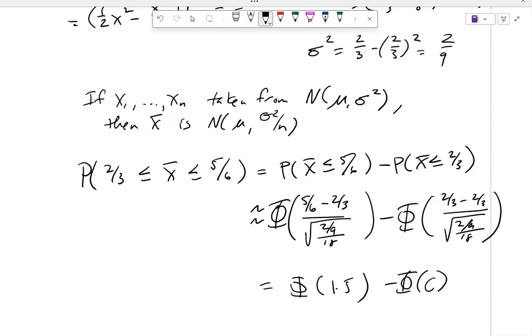I think Trace is checking me. Phi of 1.5 is 0.9332. Shouldn't have to look up phi of 0. What is phi of 0 equal to? 0.5. Hey, good. You're all over it. Awesome. So there's our approximate probability.